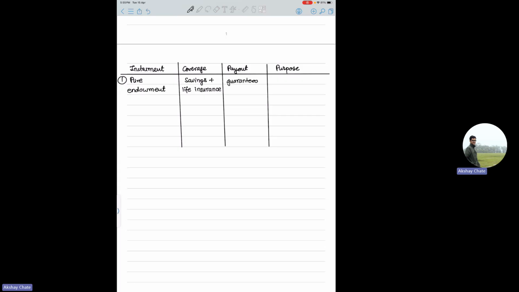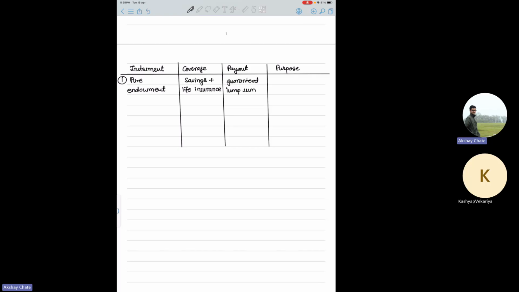Okay, so that means whatever you put, and if you die in between, whatever you had put earlier will be given back to your nominee or whatever it is. But the primary purpose is long term savings. Okay, that is the primary purpose of these plans.